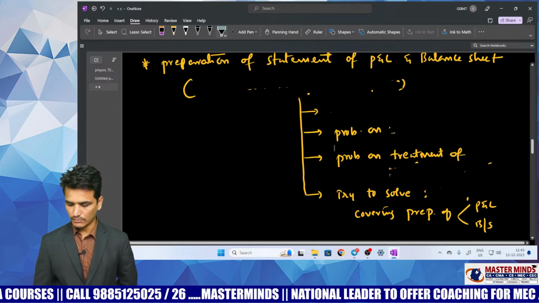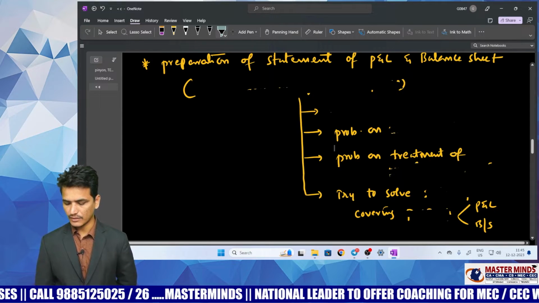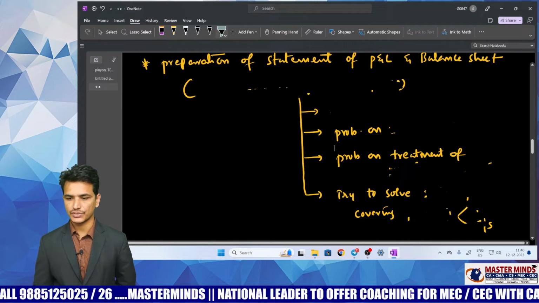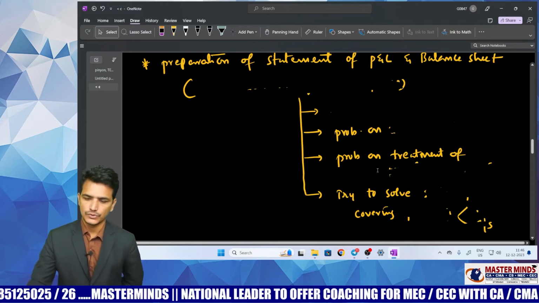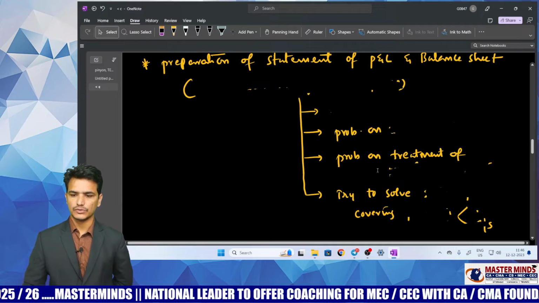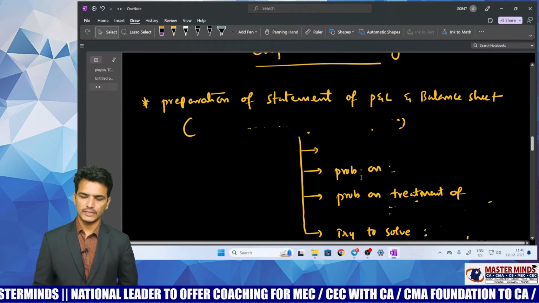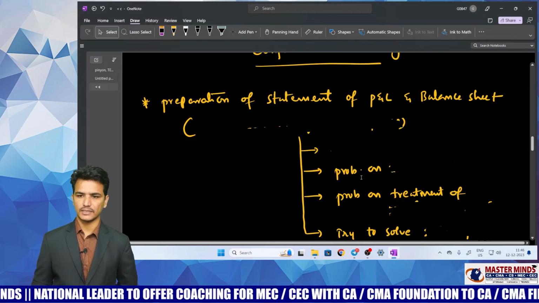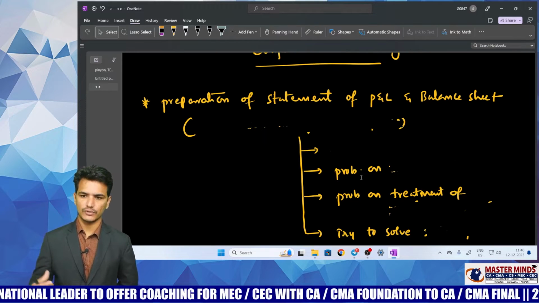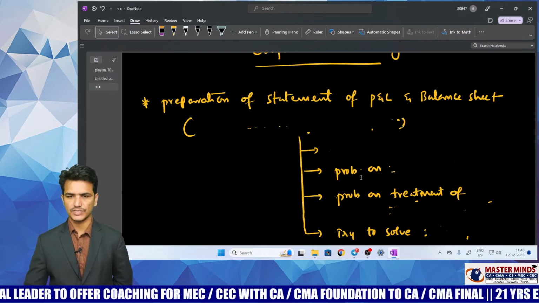These problems should cover the preparation of both the P&L account as well as the balance sheet. We should cover at least 2 to 3 problems based on the preparation of P&L and balance sheet. Why? Because the exclusive weightage of this particular chapter itself is 10%, that is, 10 marks.